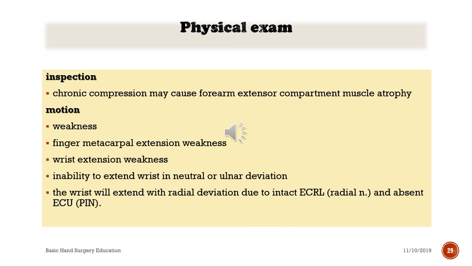Physical examination, inspection. Chronic compression may cause forearm extensor compartment muscle atrophy, motion weakness, finger metacarpophalangeal joint extension weakness, wrist extension weakness, and inability to extend the wrist in neutral or ulnar deviation.